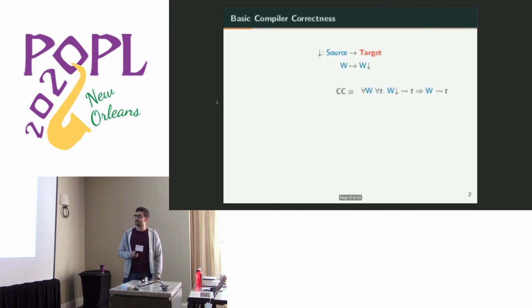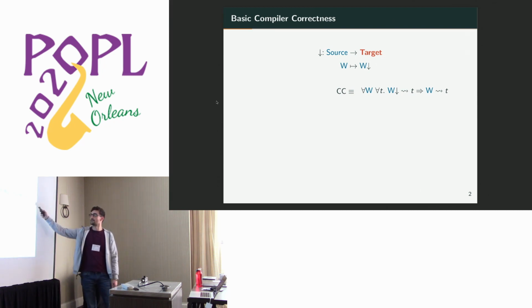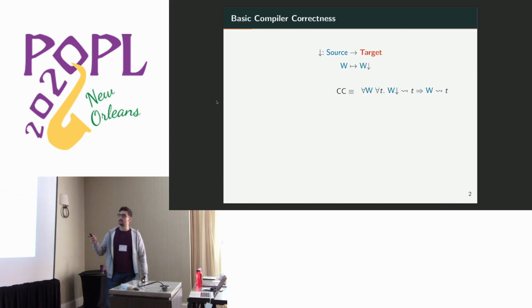So the first criterion we have describes a sort of refinement of the behavior of the compiled program with respect to the source one. It basically says that whenever the compiled program can produce a trace, then the same trace can be produced in the source. And we call this CC, or compiler correctness.